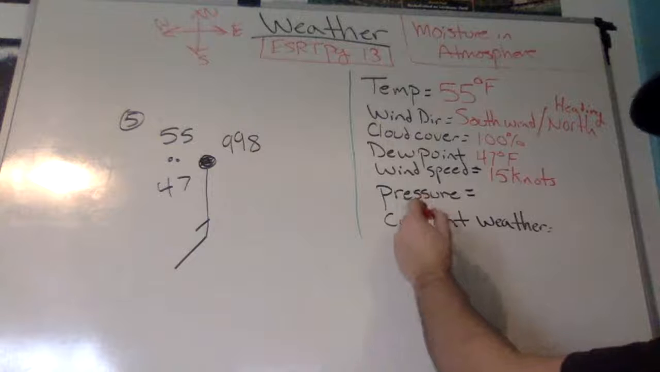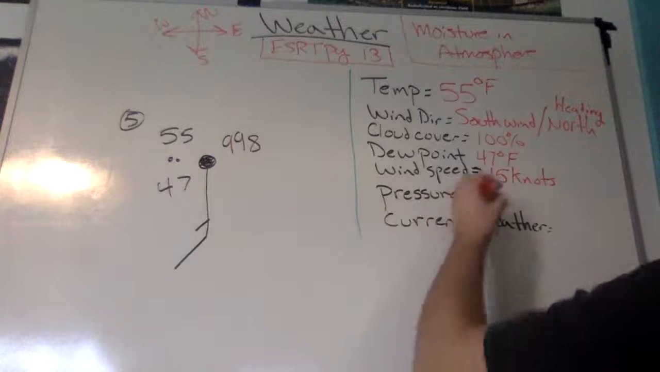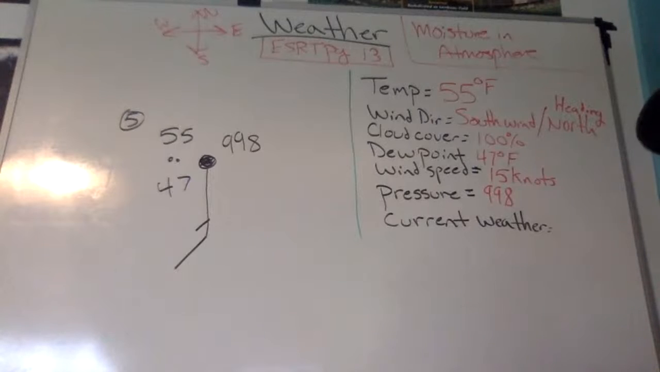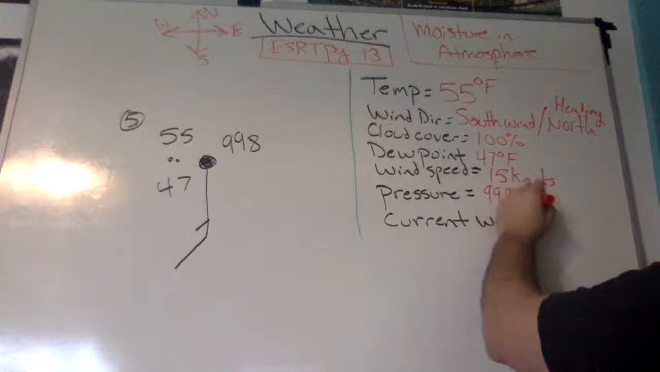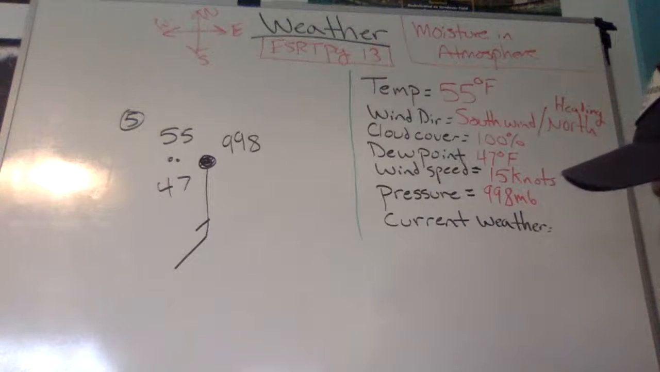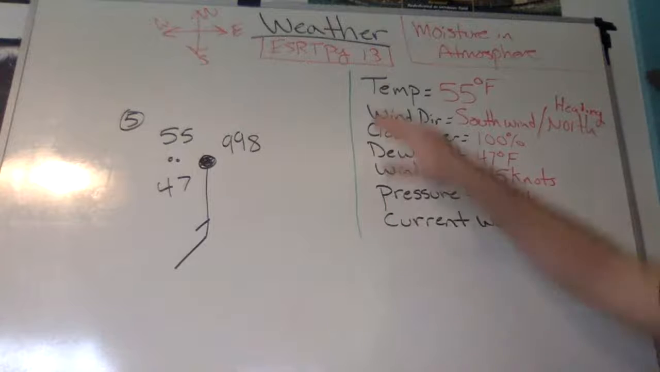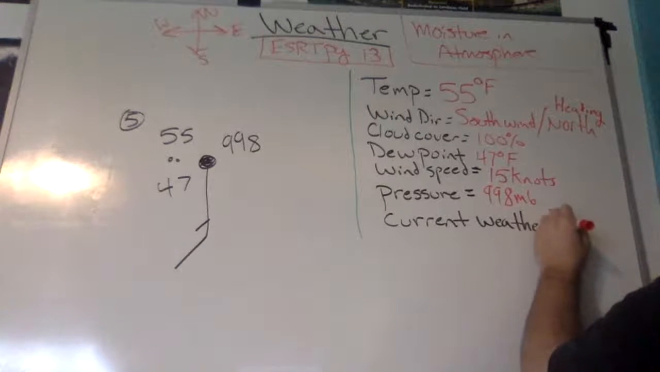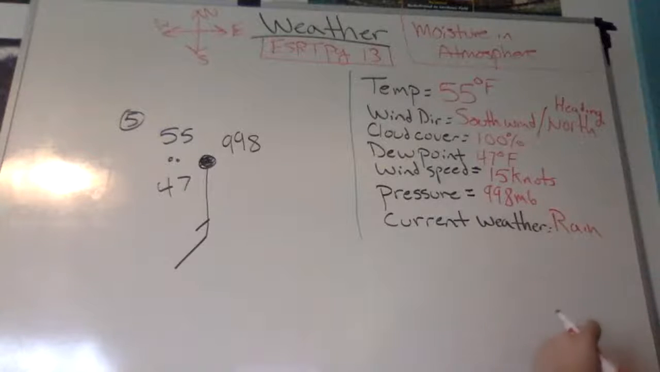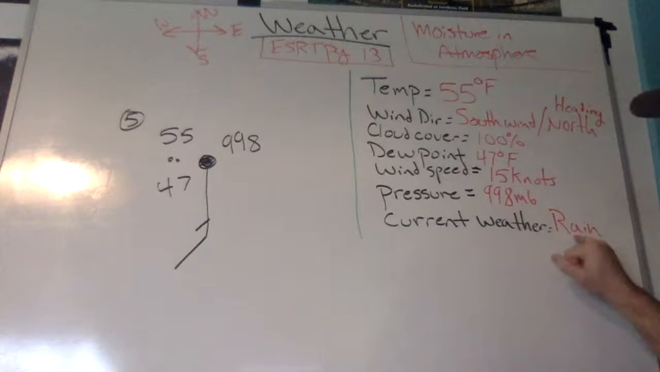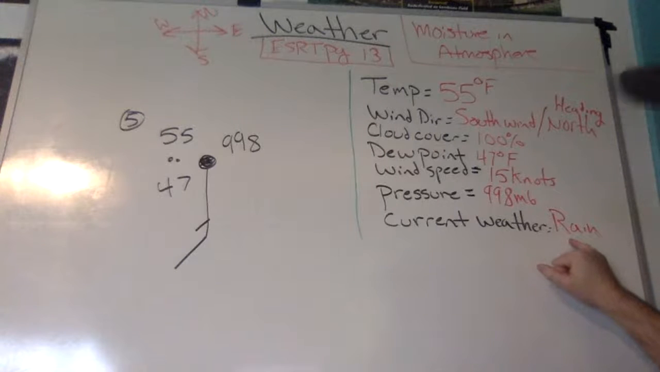Now the pressure is always going to be the top right. So it's 998. And for this, our units are millibars, okay? Now the current weather, all right? If we look, we got these 2 dots. We go to page 13. It is rain, all right? So it's a 55 degree Fahrenheit day, and there's rain, okay?